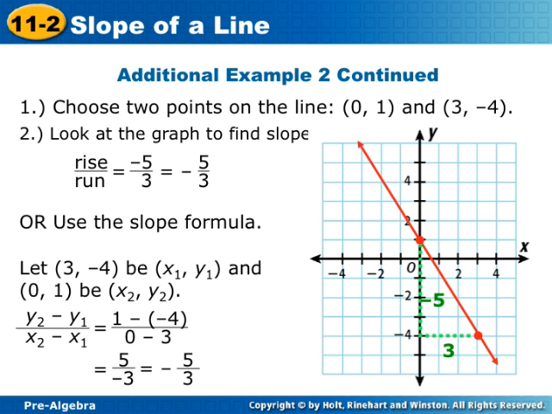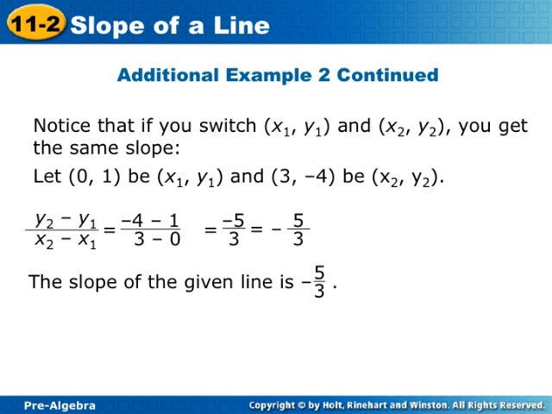Notice that even if you switched the points that you're using as x1, y1 and x2, y2, you're still going to get the same slope. For example, let's switch those points and say, for x1, y1, it will be represented by (0, 1), and for x2, y2, use (3, -4). If you try that in the slope formula, you're still going to come out with the same slope.